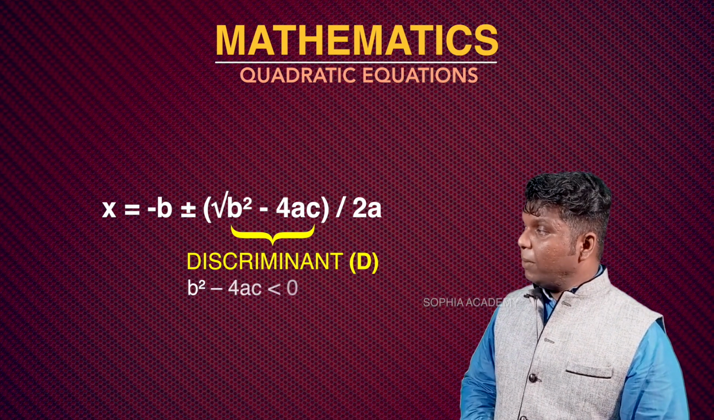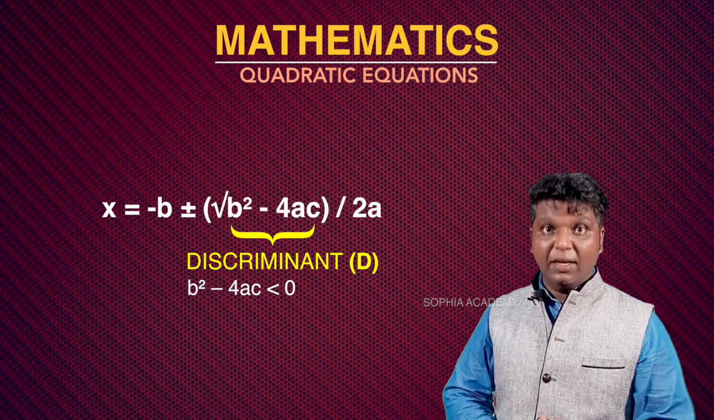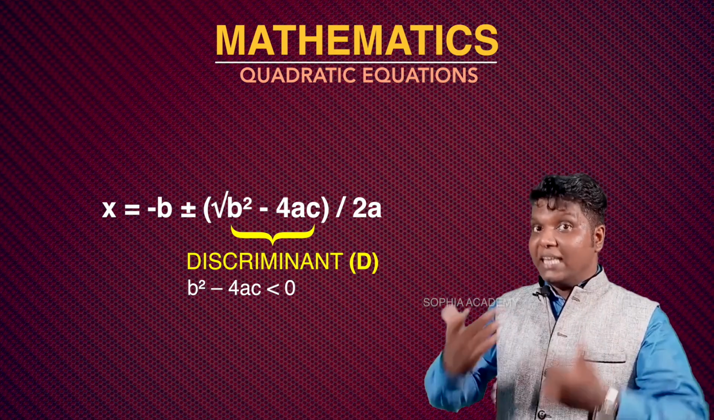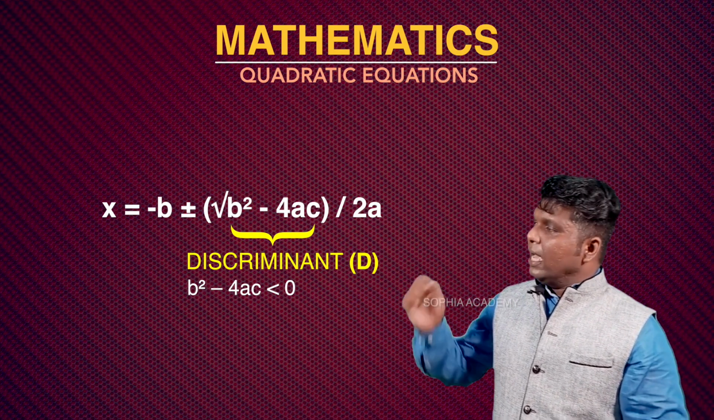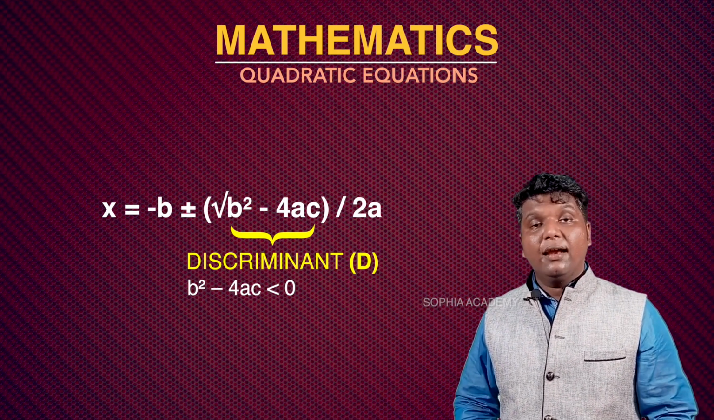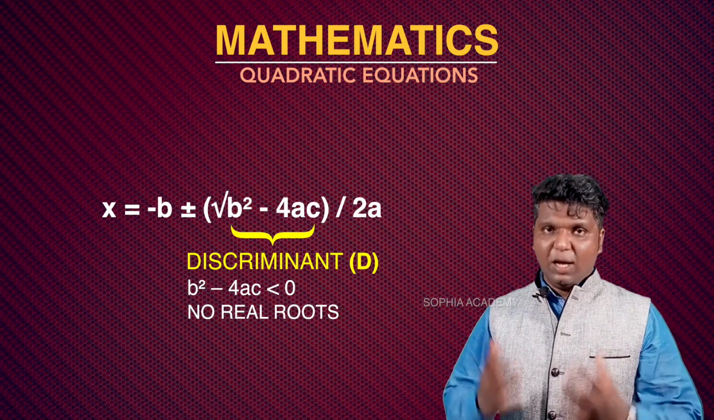Third condition: if b square minus 4ac is less than 0, that means it is negative. That's the way you have to think. Even though we are writing less than 0, keep in your mind it is a negative number, right? So we will write like this: if b square minus 4ac is less than 0, then they are having imaginary roots, or we will say there are no real roots.